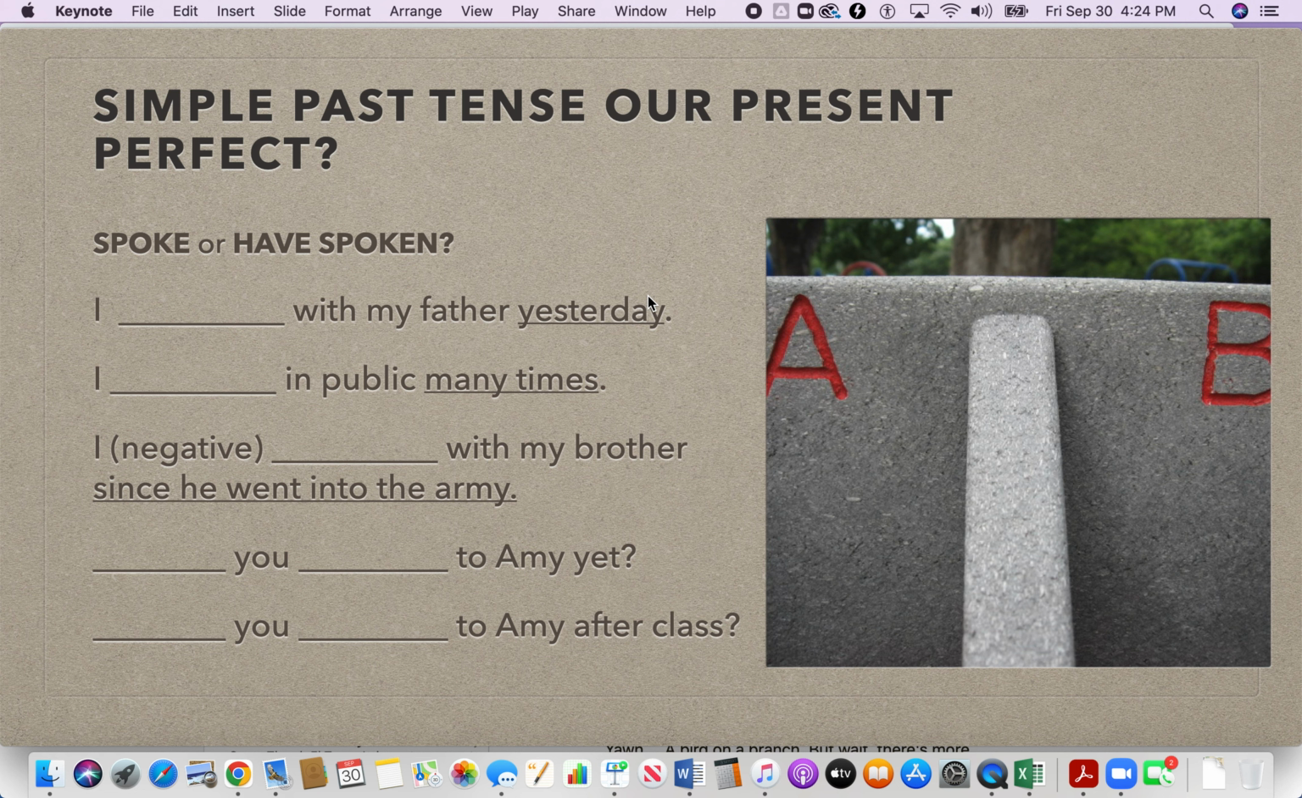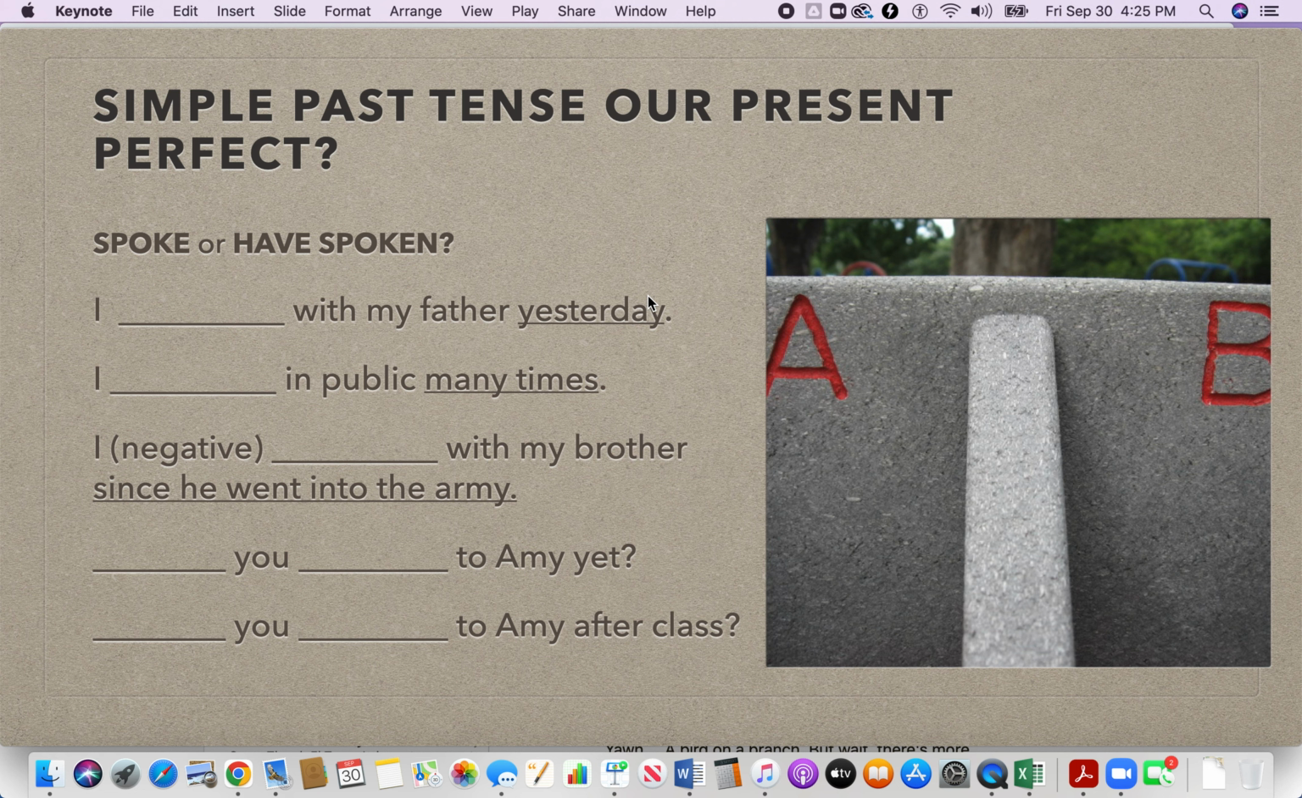Now let me ask you, what would you use? Simple past tense or present perfect? Let's take the verb to speak. That's the infinitive. The base form is speak. How about "I with my father yesterday"? What would you say? I spoke or I have spoken? Well, you would say I spoke because you mentioned the time. You said it happened yesterday. You're specific about the time. I spoke with my father yesterday.